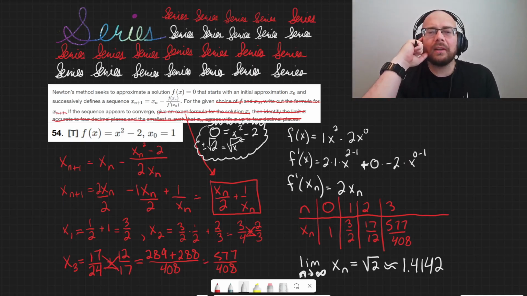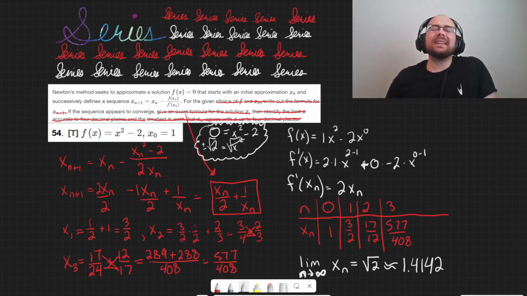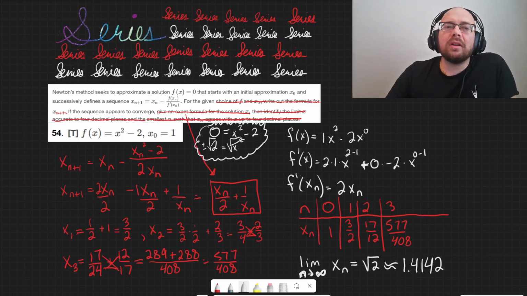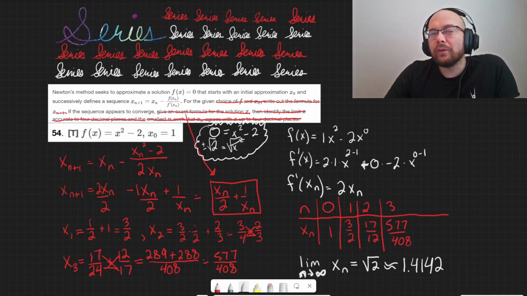This method looks like it ends up only approximating the positive solution, but I think that if you started off with an approximation of -1 instead of +1, then maybe it would also give you the negative square root of 2 if you were to keep going with it. I don't know for sure. I haven't tried it. If you want to try it, let me know. But let's go ahead and keep reading.